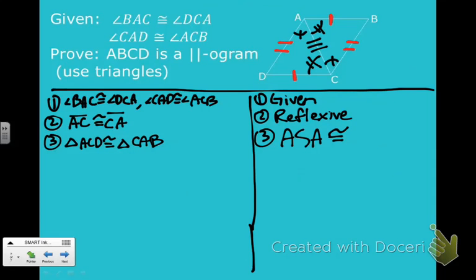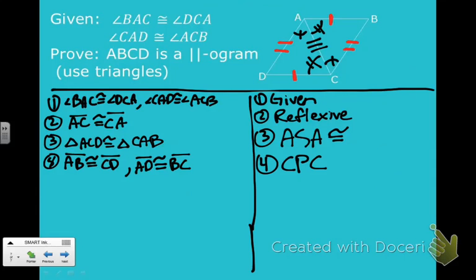So let's use CPCTC and name the sides that we want congruent. So we're going to say AB congruent to CD, sorry, and AD congruent to BC. And again, that's going to be CPCTC, corresponding parts of congruent triangles are congruent. And therefore, since the opposite sides are congruent, now you can say ABCD is a parallelogram.